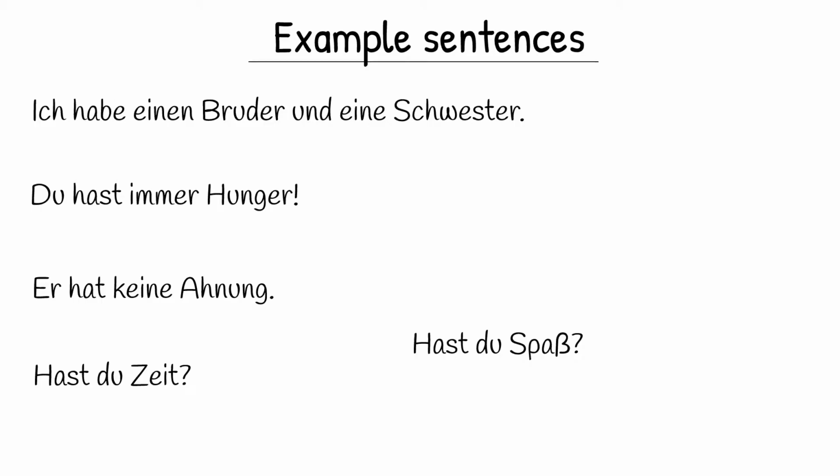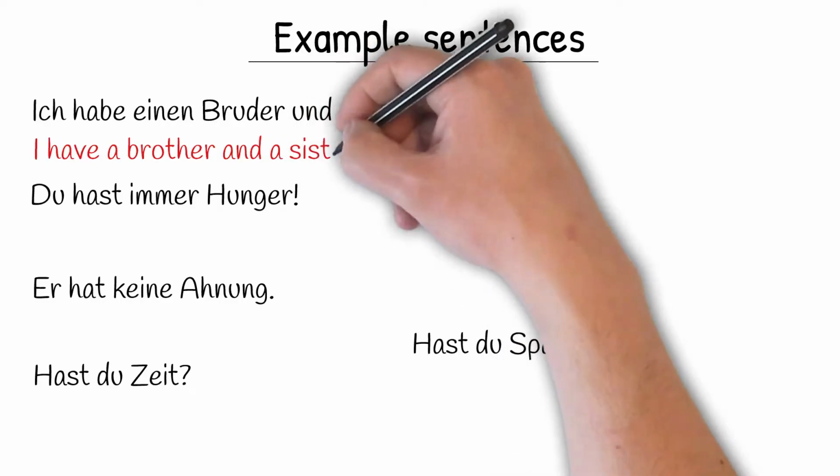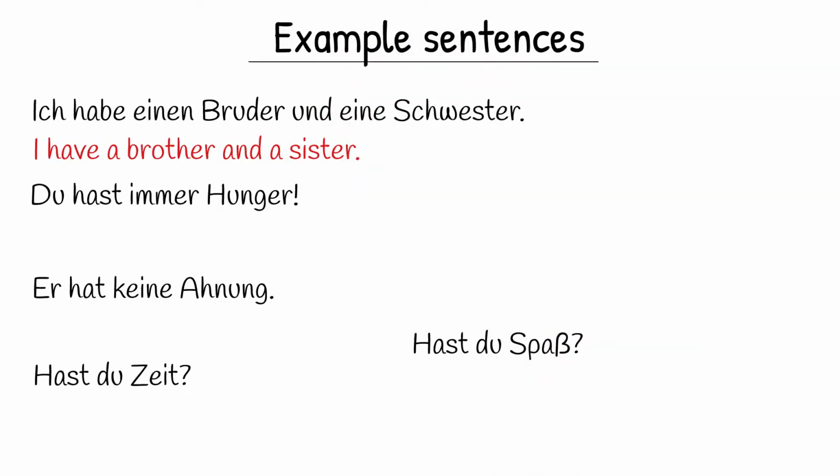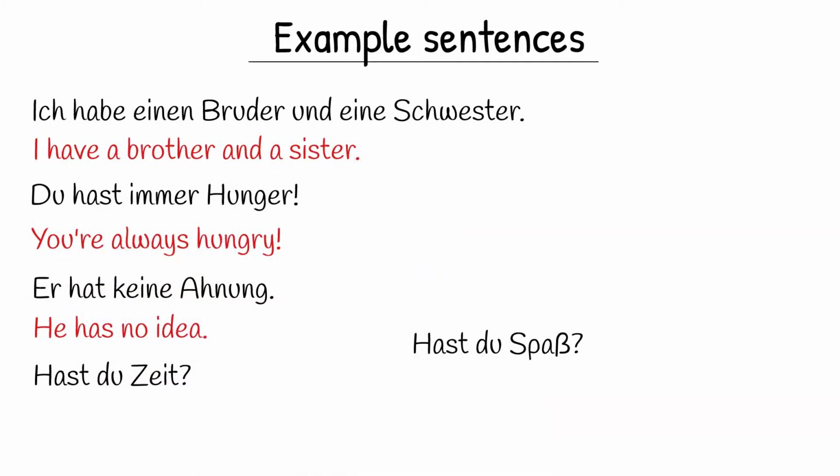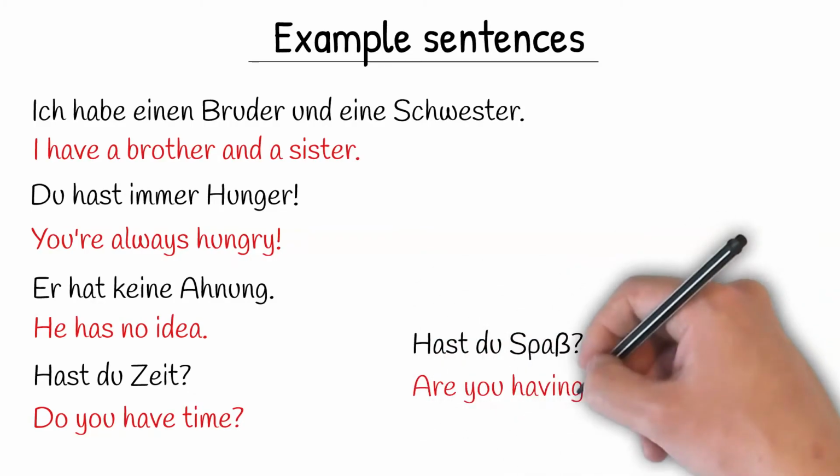Ich habe einen Bruder und eine Schwester means I have a brother and a sister, or one brother and one sister. Du hast immer Hunger means you're always hungry. Er hat keine Ahnung means he has no idea. Hast du Zeit means do you have time? Hast du Spaß means are you having fun?